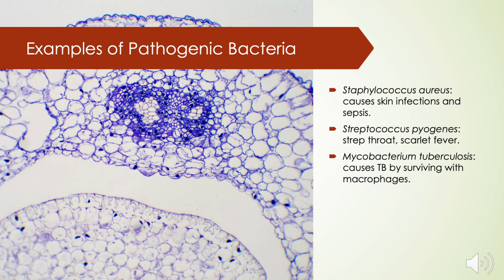Let's look at a few examples. Staphylococcus aureus causes boils, wound infections, and sometimes sepsis. Streptococcus pyogenes is responsible for strep throat and scarlet fever. Mycobacterium tuberculosis causes tuberculosis by surviving inside immune cells for years. These examples show how versatile and adaptive bacteria can be.